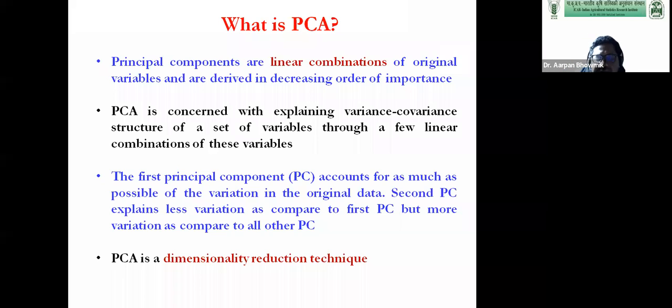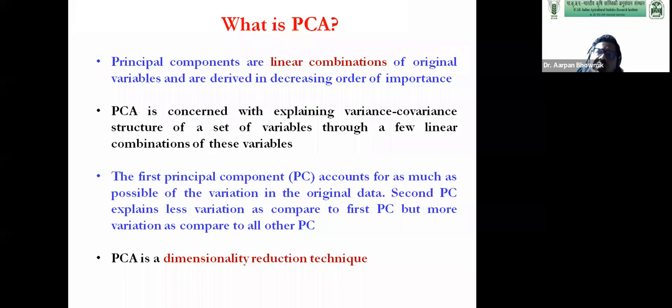First thing is that the principal components are uncorrelated with each other. They are linear functions of all the original variables, and their variances are in decreasing order of importance. That means the first principal component will explain the maximum variation in the data structure, followed by the second, followed by the third, and so on. Their importance will be in decreasing order of magnitude. The first principal component will be the most important.